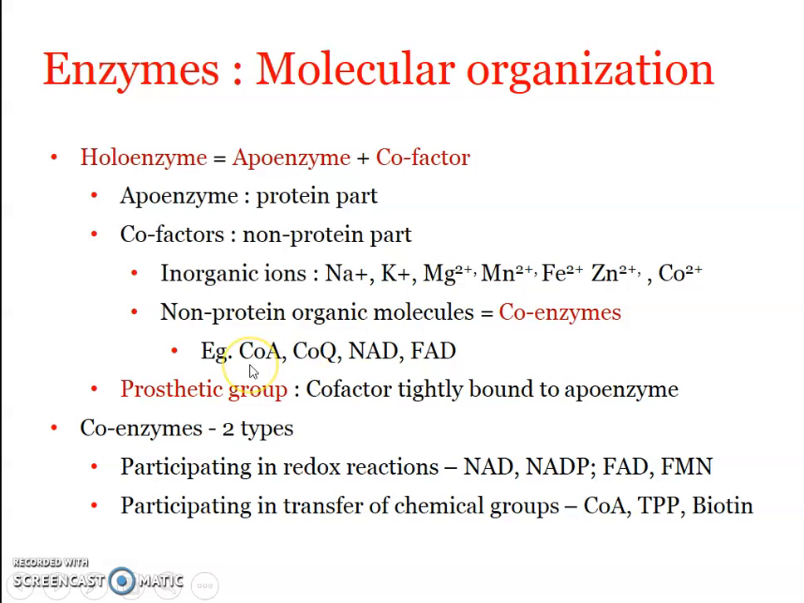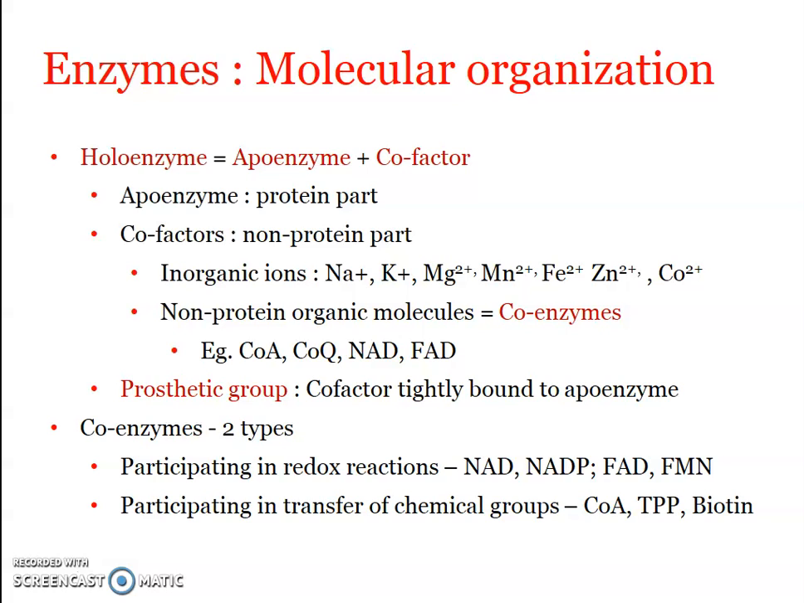Now, what about coenzyme A? Coenzyme A acts as a transferring molecule. It helps in transferring the acetyl group. Acetyl group is CH3CO. So these are a few examples of coenzymes which can accept, carry or donate certain atoms or chemical groups. I hope it is clear.